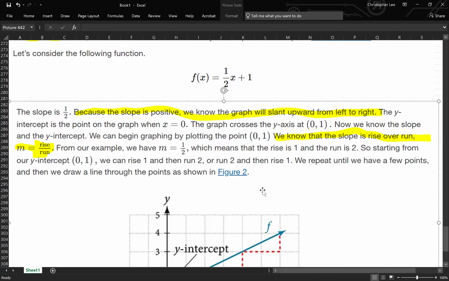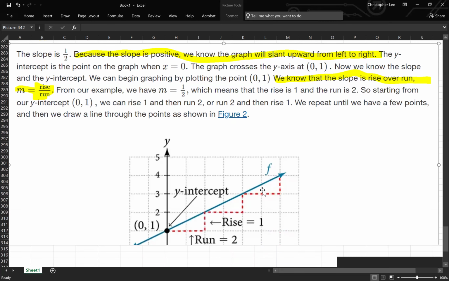We can begin graphing by plotting the point (0, 1). We know that the slope is rise over run, which is m equals rise over run. So for example, we have m equal to half, which means that the rise is 1 and the run is 2, right? So starting from our y-intercept (0, 1), we can rise 1 and then run 2, or run 2 and then rise 1. We'll repeat this until we have a few points, and then we draw a line through the points as shown.